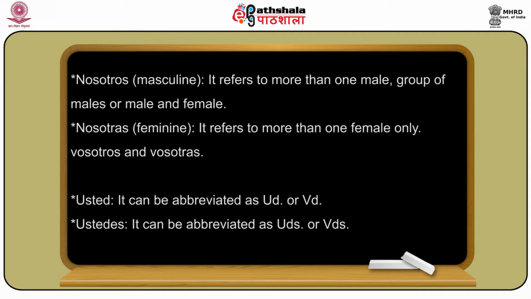Now one thing to remember while reading is that usted at times can be abbreviated as Ud. with a full stop or Vd. with a full stop, meaning usted, and ustedes can be abbreviated as Uds. or Vds. Now we have talked about the greetings and also the subject pronoun.